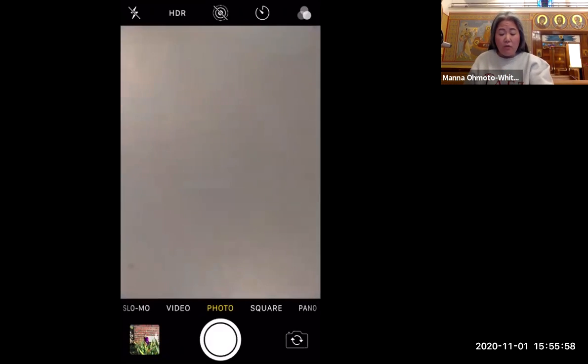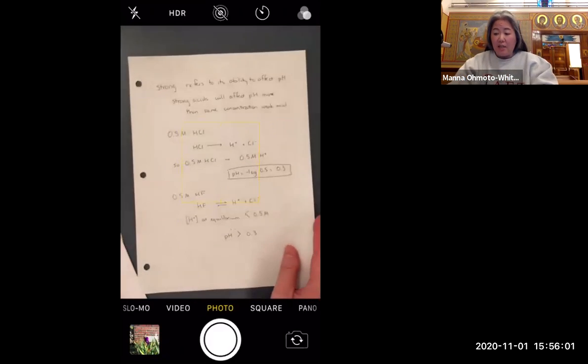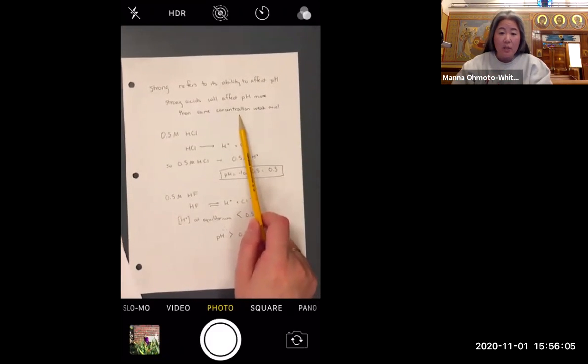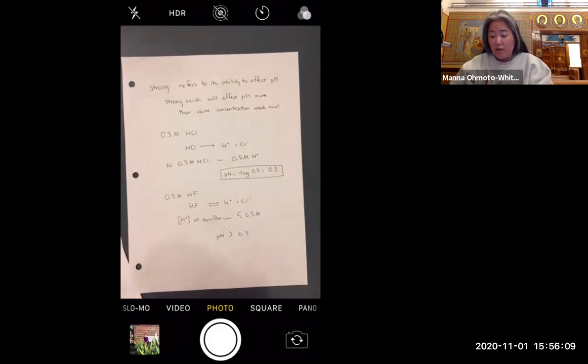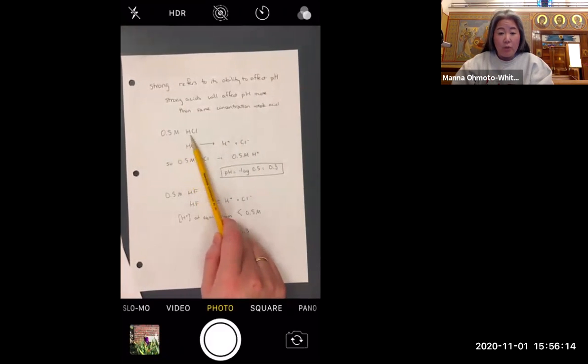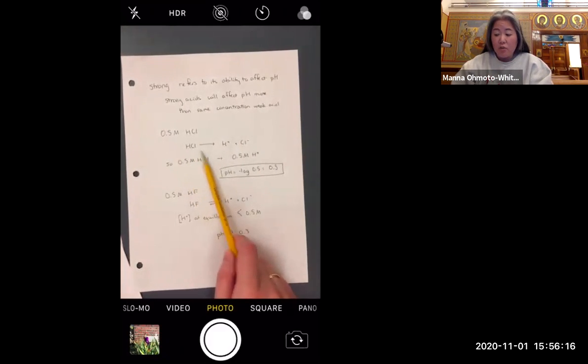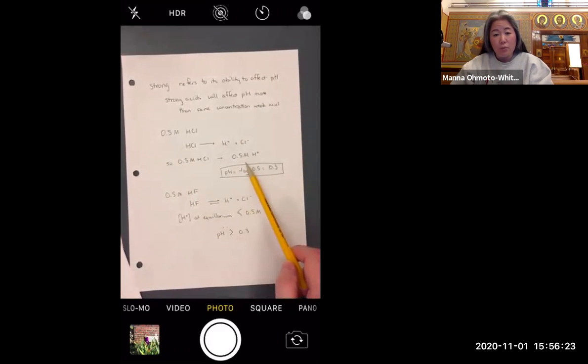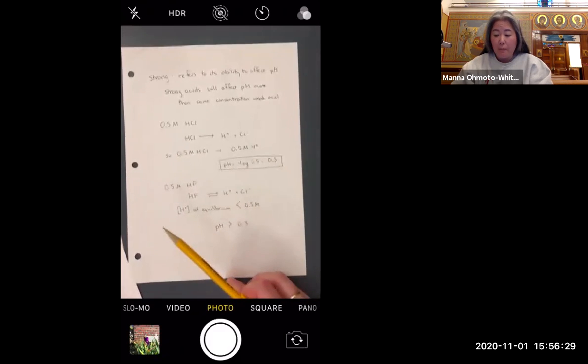So strong refers to its ability to affect the pH. So strong acids will affect the pH more than the same concentration of weak acids. And weak acids will have a Ka with them. So if I look at a 0.5 molar concentration of HCl, it will dissociate completely. So if I put in 0.5 moles per liter of HCl, I will end up with 0.5 moles per liter of H plus ions. I can find the pH of that, and that will be 0.3, a very low number.